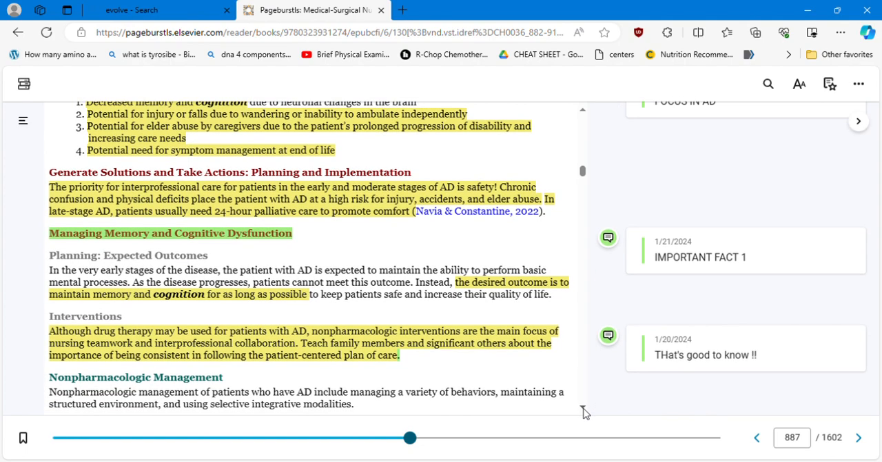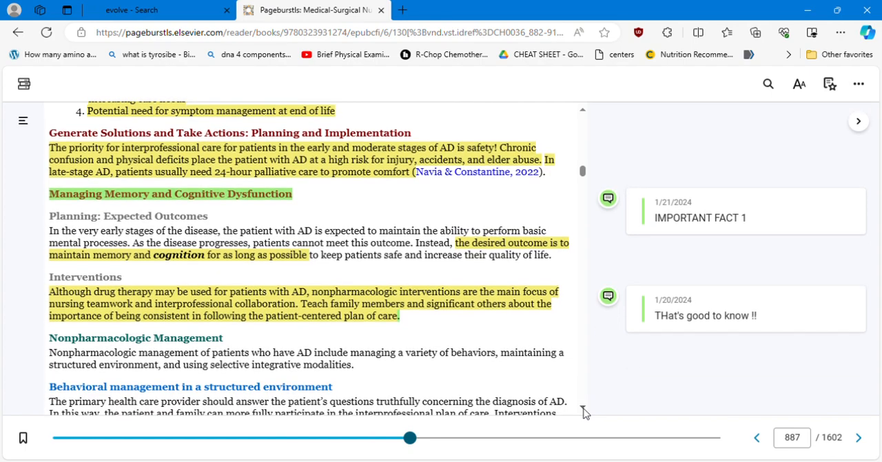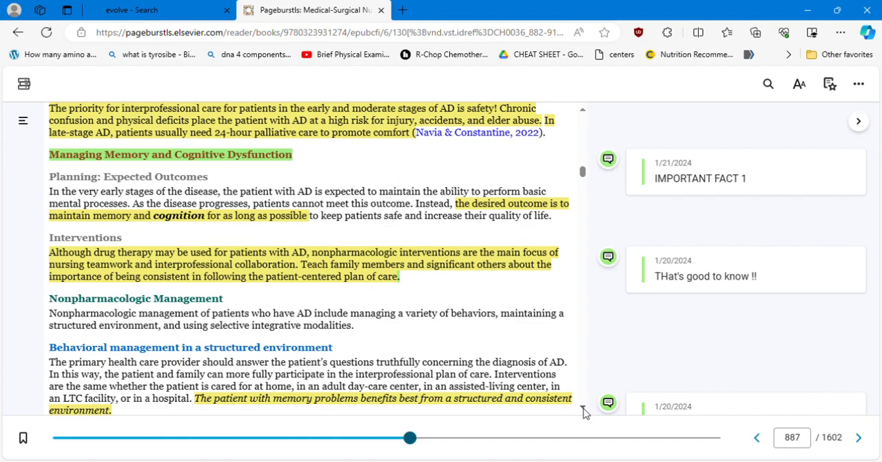Fact number 1, managing memory and cognitive dysfunction. The desired outcome is to maintain memory and cognition for as long as possible, and we can achieve that by exercising the mind, reading, nutritional exercise and stress management. That's part of the lifestyle changes, right?